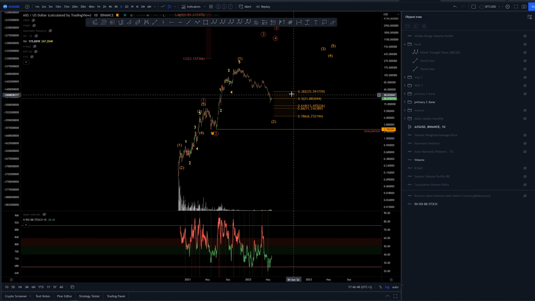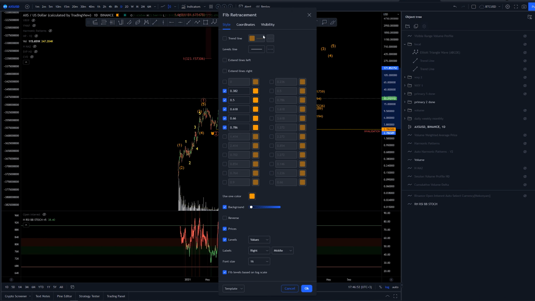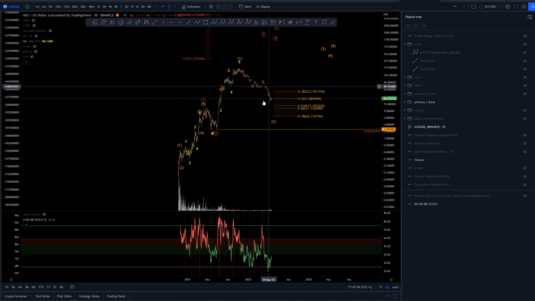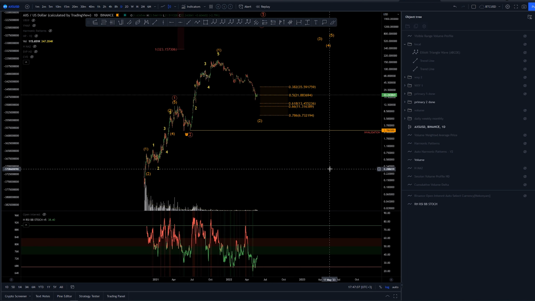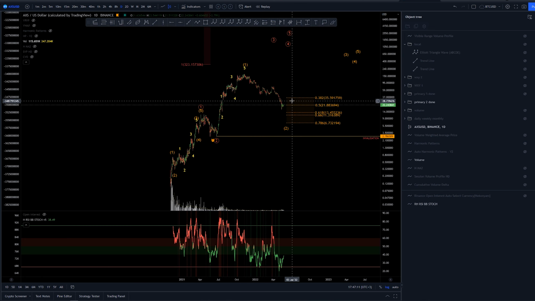Before we go further, I want to say that TradingView added the option to change the font size for the fibs, and now I have the 16 font. Previously it was font size 12, so hopefully you can see the targets better now. But without further ado, let's get going forward with this analysis.